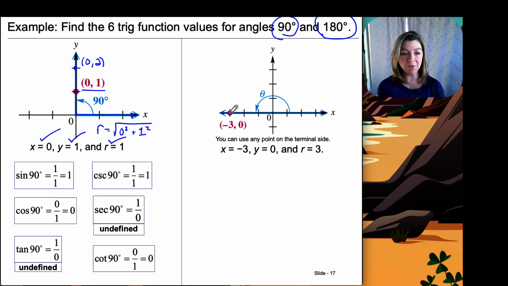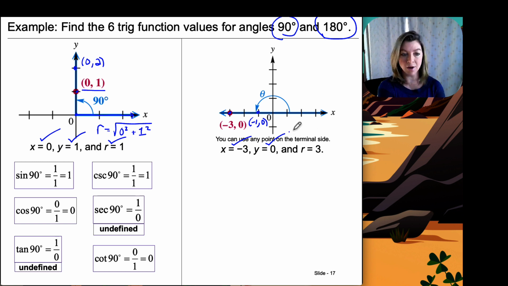I'm going with (-3, 0) this time. You can go with (-1, 0) if you'd like. I just want to show that it doesn't always have to be something 1 unit away from the origin. All right, so using this point here, x is -3, y is 0.